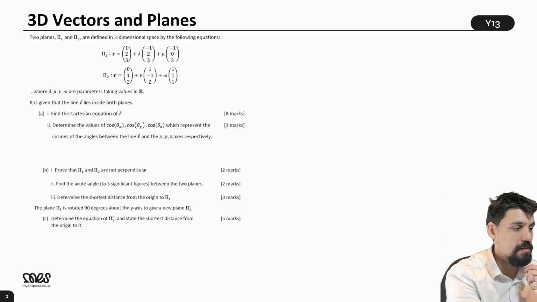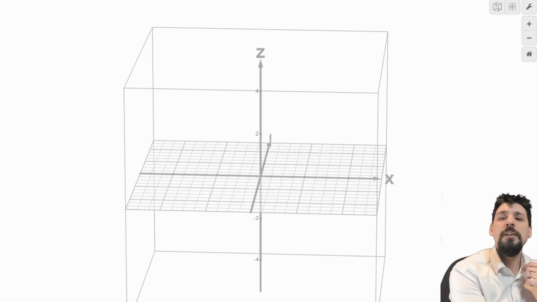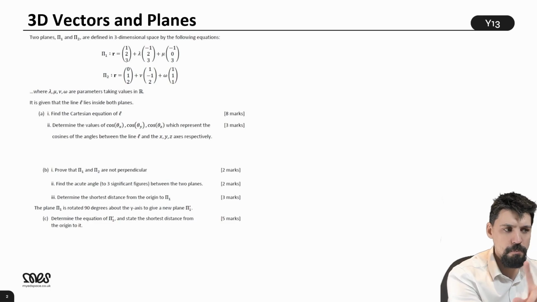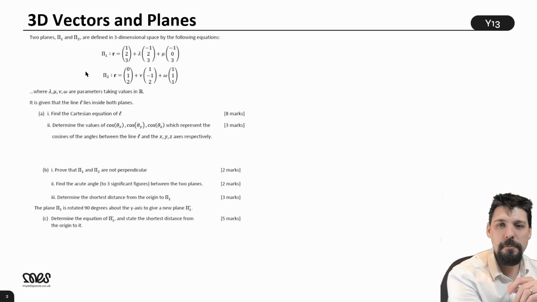So let's see if this works. Let's pop over to Desmos. Lovely. So this first plane, pi 1, if we go back to it, making sure everything works, like I'm working off like 3 different screens. So if you're wondering where I'm looking, that's why.